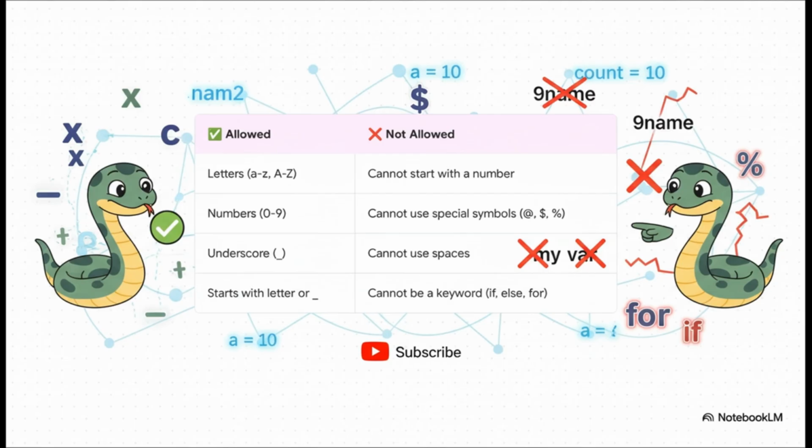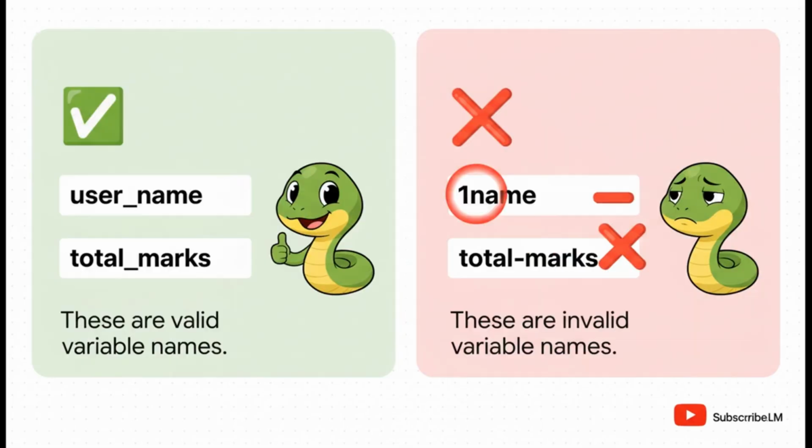No weird symbols like the @ or $ sign, no spaces, and you definitely can't use a word that Python already uses for a command like if or for. Let's see those rules in action, because it makes it way clearer. On the left, username and total_marks, perfect. They make sense and they follow all the rules. But on the right, one name is a no-go because it starts with a number, and total-marks won't work either. Python would see that hyphen and think you're trying to do subtraction.